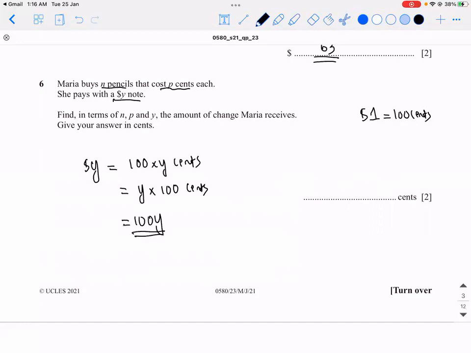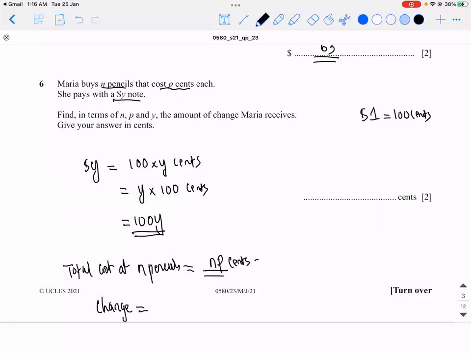Now, she buys N pencils. So the total cost of N pencils, the unit cost is P, right? So N times P cents. So what will be the change? What will be the change?